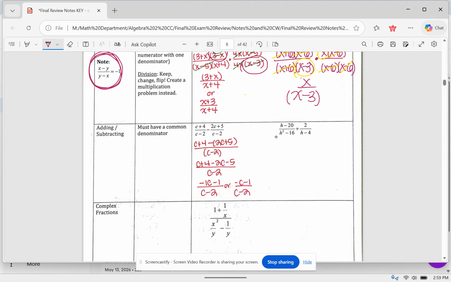Now over here, what I'm going to do is factor this denominator to find out what it's made up of, and then determine a common denominator by taking one of everything I see. So I'm going to take an h minus 4 as well as an h plus 4. That means that this fraction needs me to multiply top and bottom by h plus 4 in order to get a common denominator. I'm going to distribute the 2.